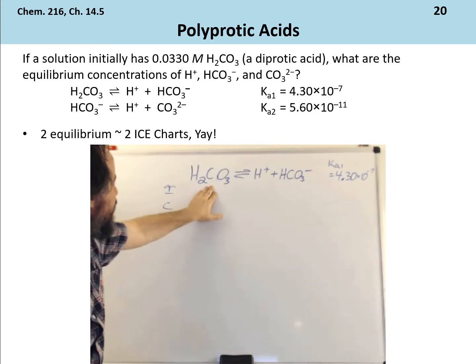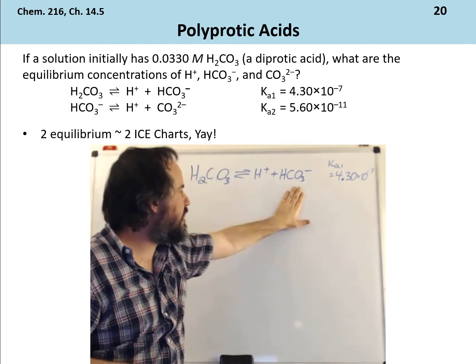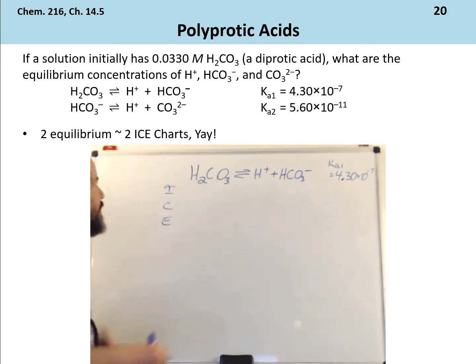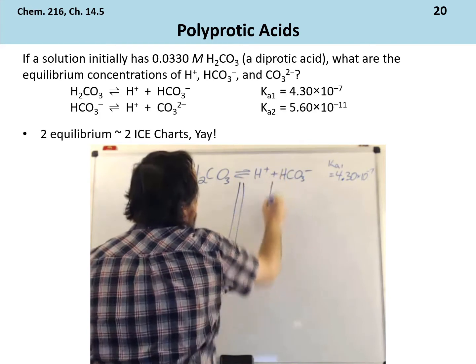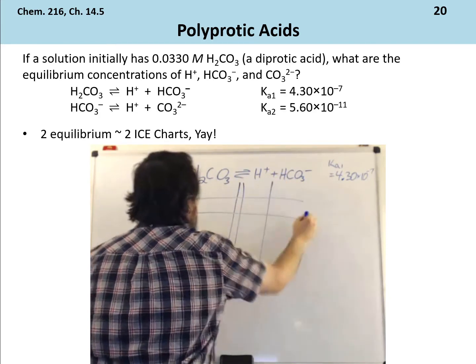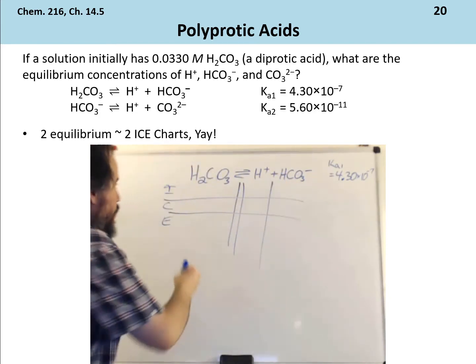So I have H2CO3 going to H+ and HCO3-. I'm going to start off the same way I've always done with my ICE chart. I'm told I have 0.033.